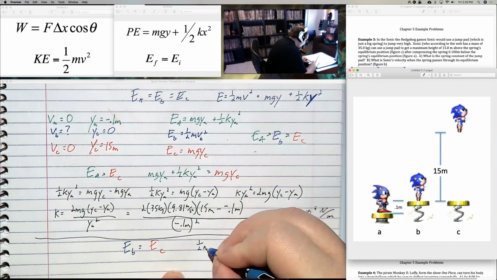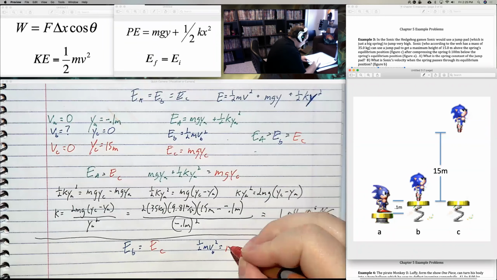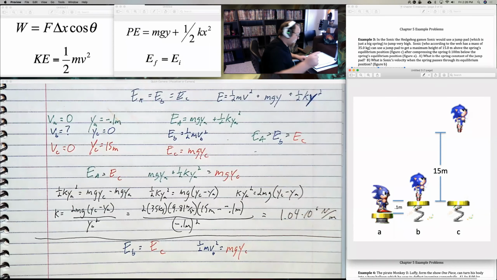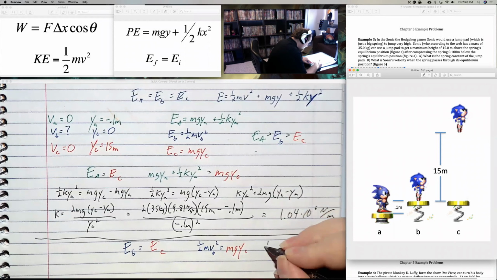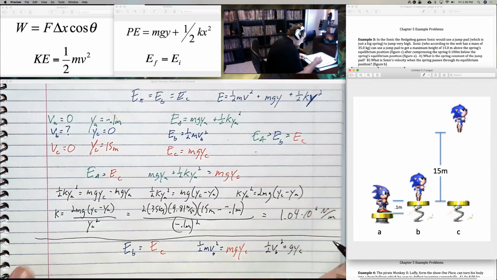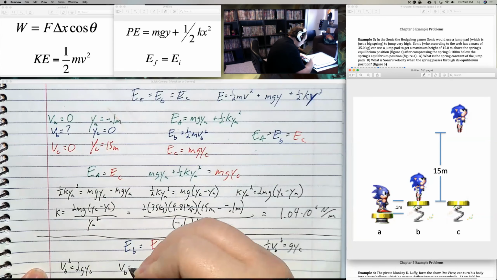And say 1/2 m v_b squared equals m g y_c. I'll divide both sides by m, multiply both sides by 2, and then square root both sides.